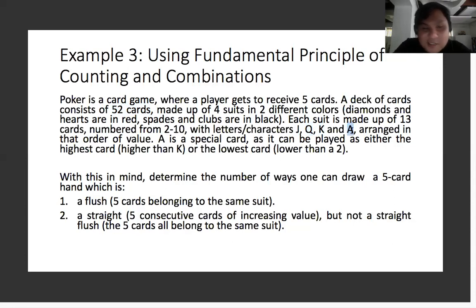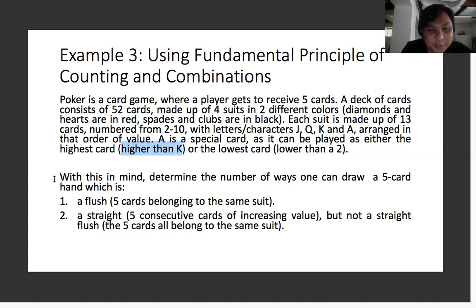Now in poker, also in blackjack, if you would like to know, A is actually a special card, as it can be played as either the lowest or the highest card. It can be played as the highest card, higher than the king, or as the lowest card, which means it comes before a 2. This is the duality of an ace. So now that we understand what a deck of cards looks like and what the characters mean in relation to poker, we go to particular examples.